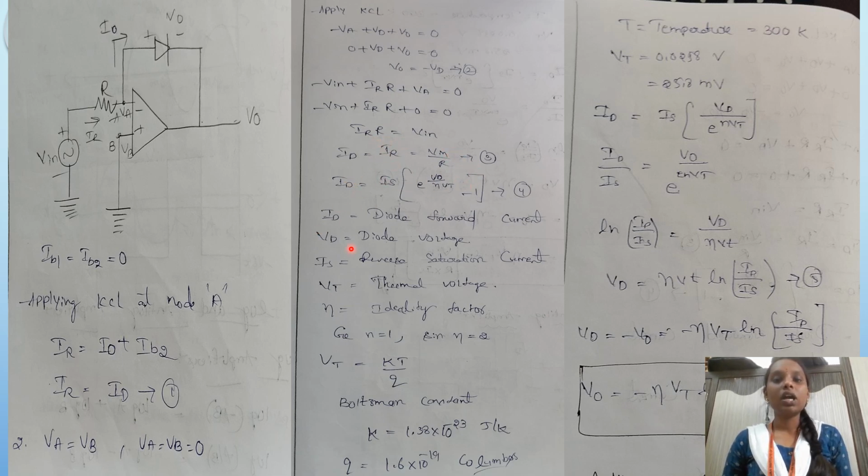This is the third equation. Next, the general diode equation: the diode current ID equals Is times e to the power VD by eta Vt, minus 1. This is the general equation of the log amplifier. Here ID is the diode forward current, VD is the diode voltage, Is is the reverse saturation current, Vt is the thermal voltage, and eta is the ideality factor.